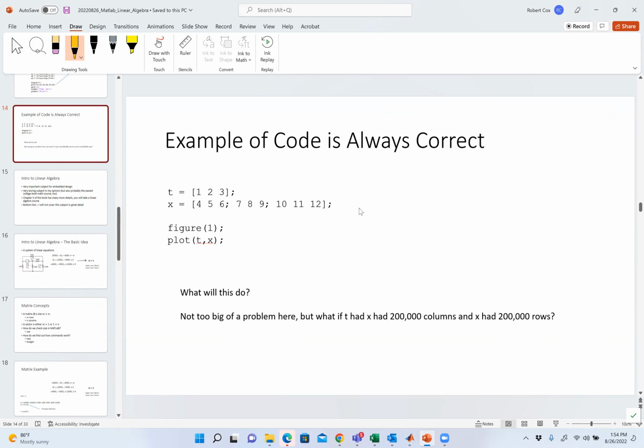Now, this isn't a problem here, but I've seen situations where people have 200,000 columns and 200,000 rows, and they're sitting there for 30 minutes and their computer's just frozen. That's going to cause a problem eventually for you. That's a Control-Alt-Delete moment right there. So that's the kind of thing you want to check for.